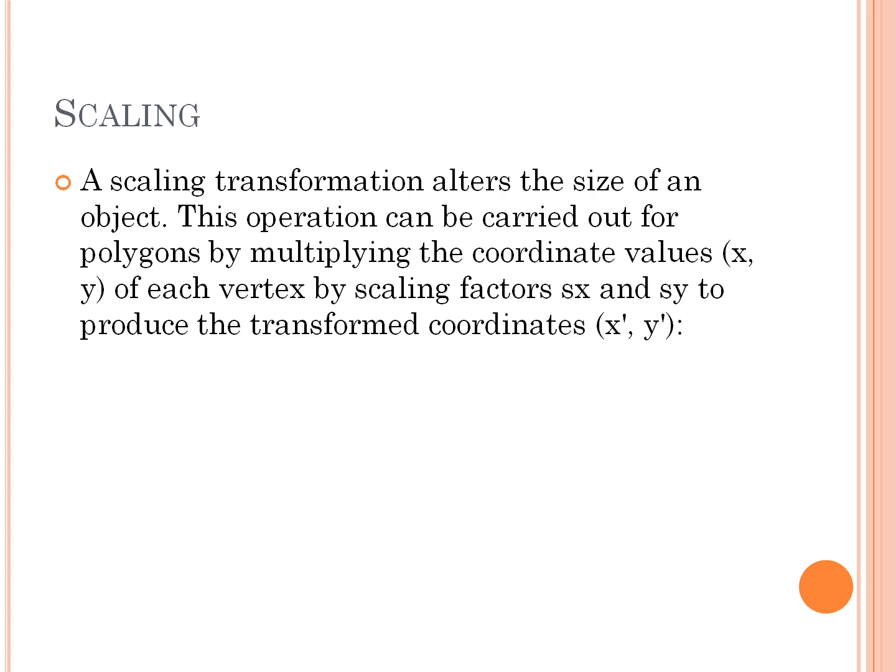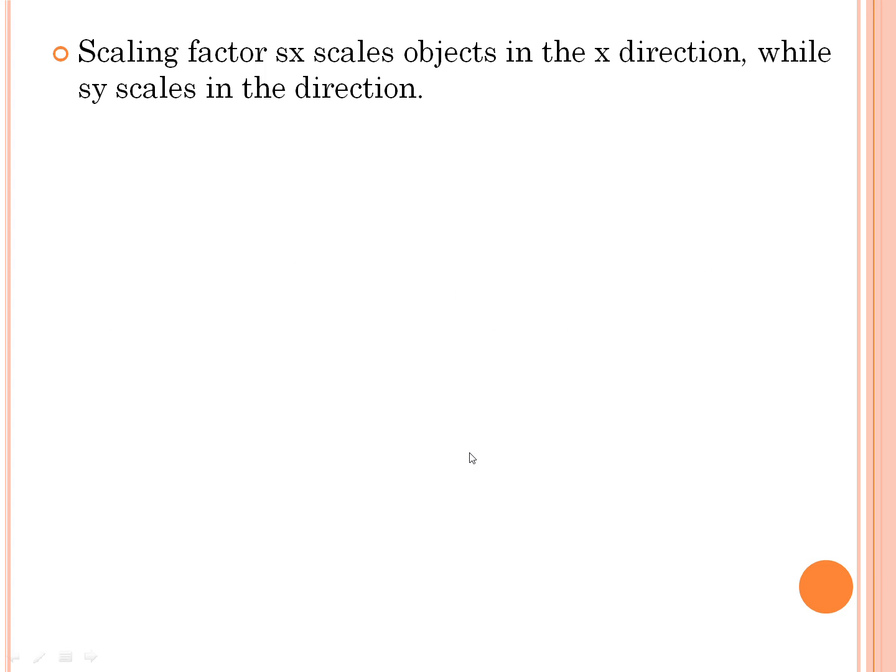This operation is mainly done on polygons by multiplying the coordinate values x, y of each vertex by the scaling factors sx and sy to produce a transformed coordinate x dash, y dash. And what is the equation? We just multiply the scaling factors with the original position of the object. x dash equals x into sx, and y dash equals y into sy.